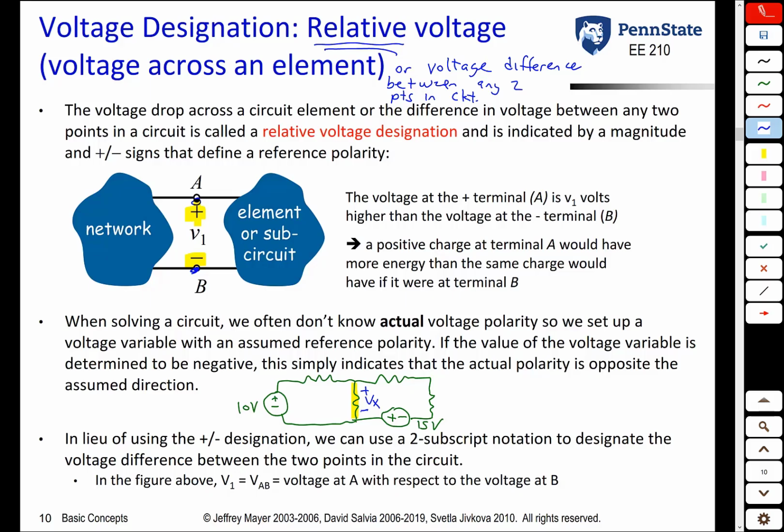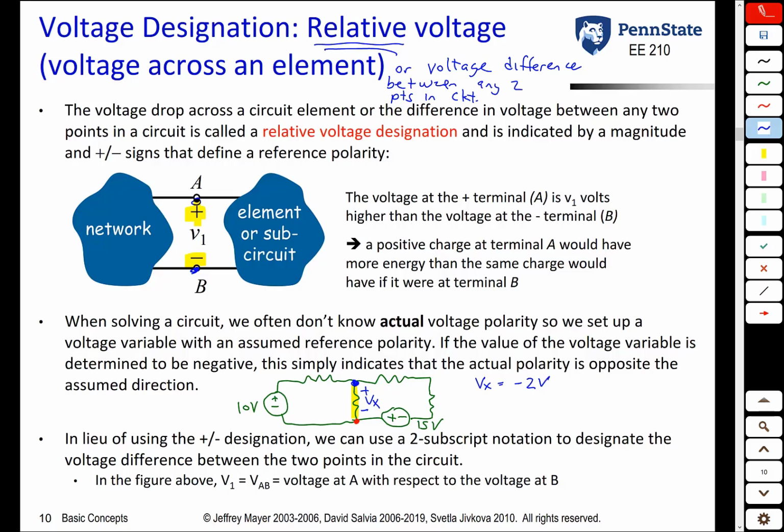As long as Vx is a variable, we do not know for sure whether that point up there is a higher or lower voltage than that point. You will not actually know until you solve for Vx. Suppose in this example that you solve for Vx and you get that Vx was equal to -2 volts.